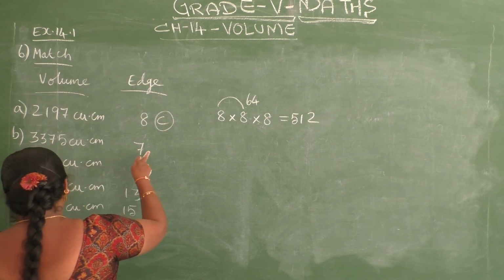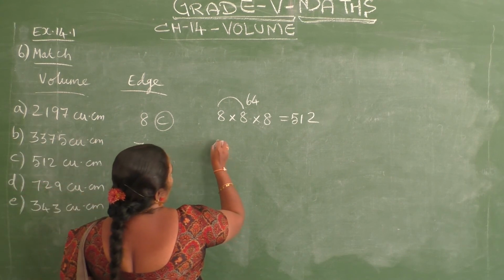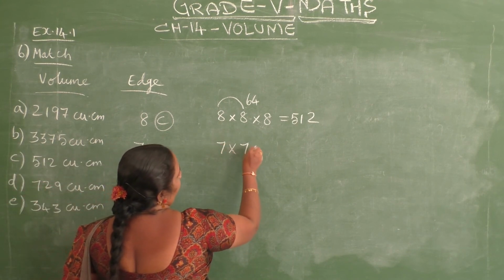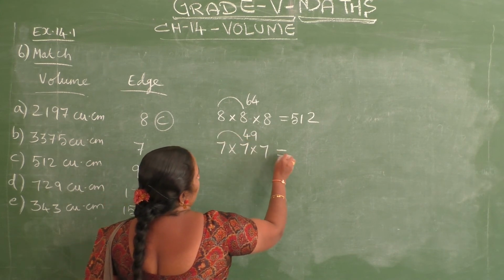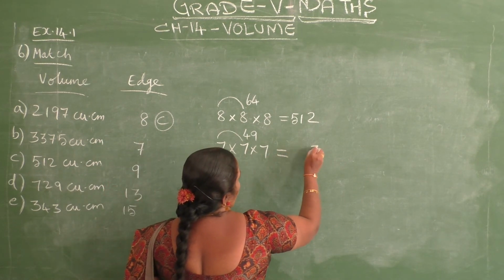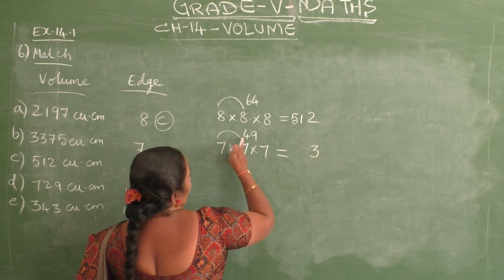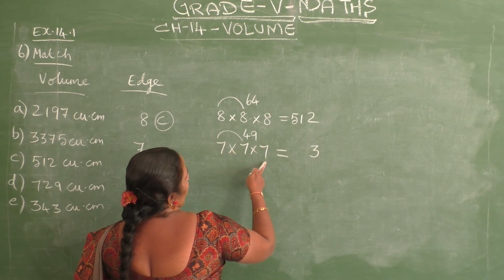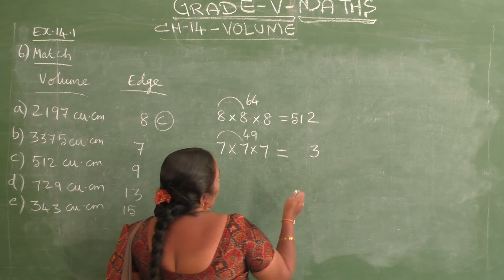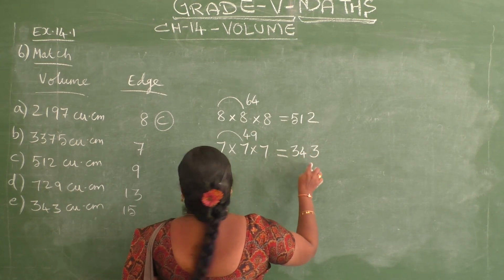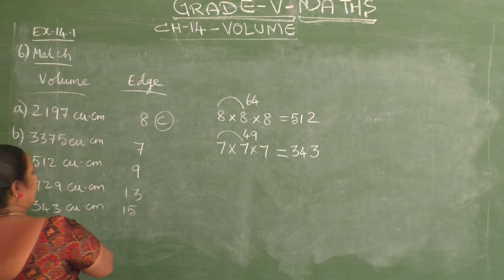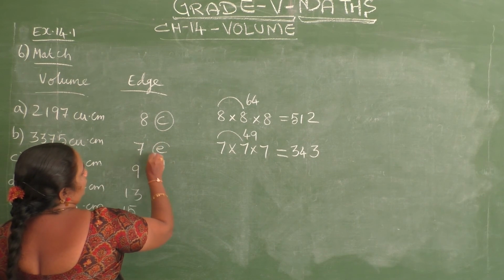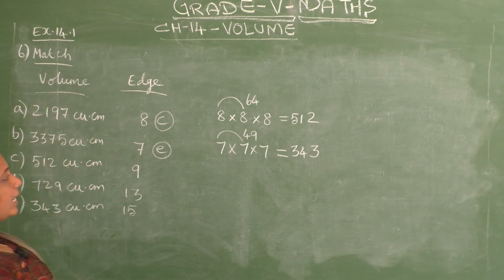Then the second option they gave 7. 7 means here also side into side into side only. So 7 into 7 into 7. 7 7s are 49. So 49 into 7. 9 7s are 63, means 3 remaining 6, ma. 7 4s are 28, ma. 28 plus 6 is 34. 343. See the E1, 343. Okay, E1. The second one is E option. 343. Likewise, you have to find out the answers.